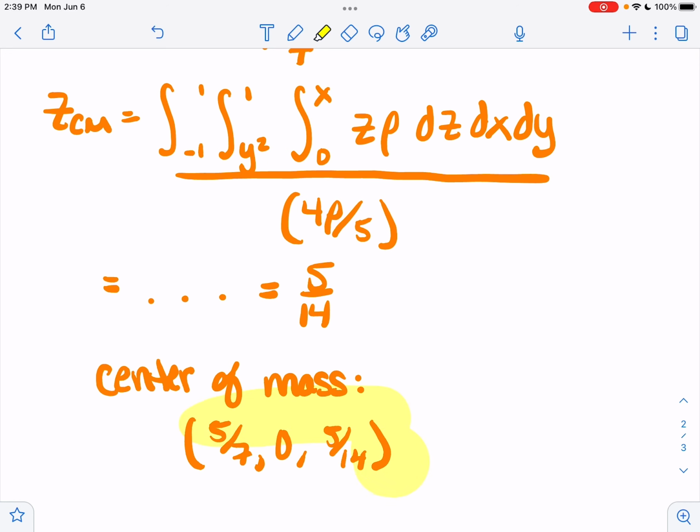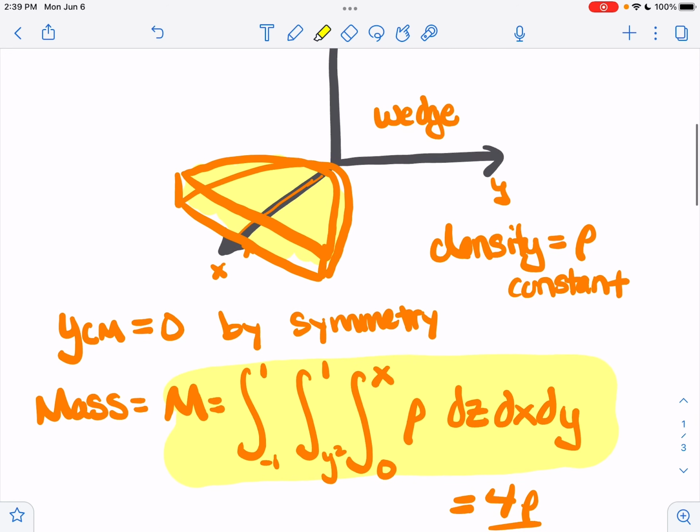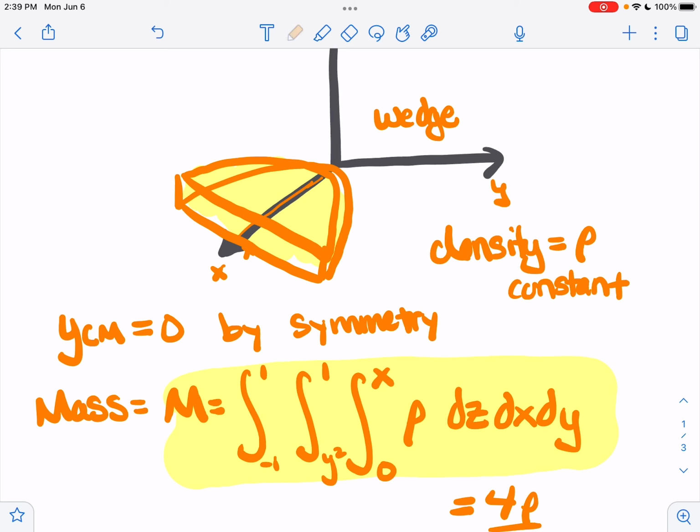If you look at it, 5/7, 0, and 5/14, that gives us an x. 5/7 is more than halfway along x. 5/14 is about a third of the way up in z. And there it is. That's the center of mass for this structure with a constant density.